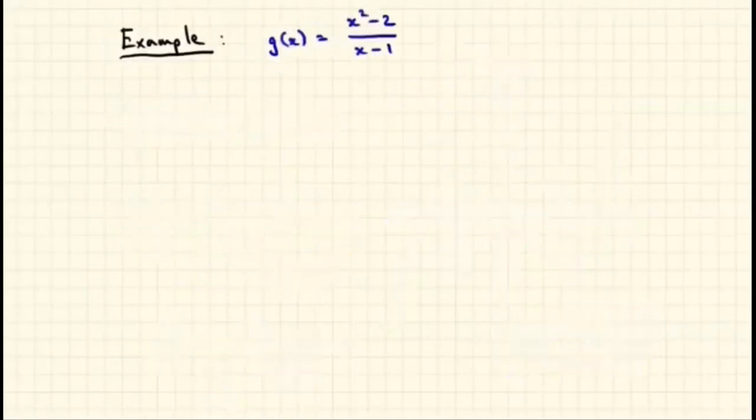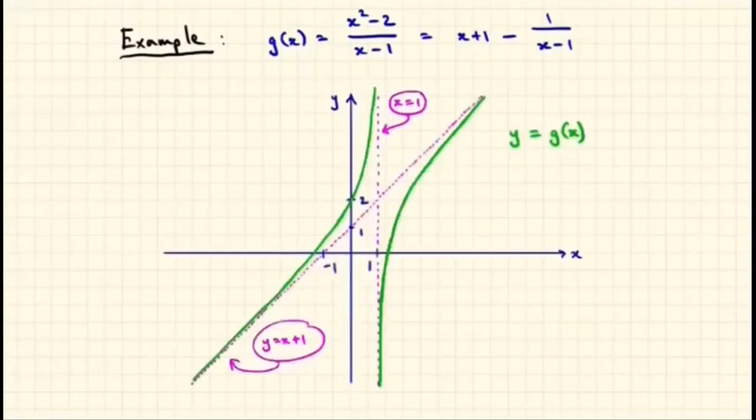This next example was discussed in an earlier video, and it's quite difficult. Let g be the rational function with rule x squared minus 2 divided by x minus 1, which can be rewritten as x plus 1 minus 1 over x minus 1. Here's the graph of g with vertical and oblique asymptotes. We now explore the use of sign diagrams to gain a better understanding of the graph.